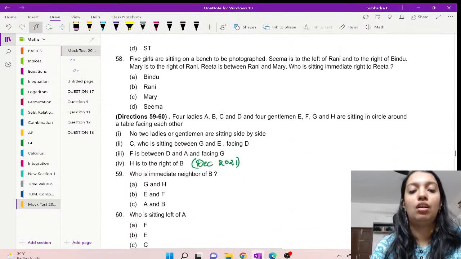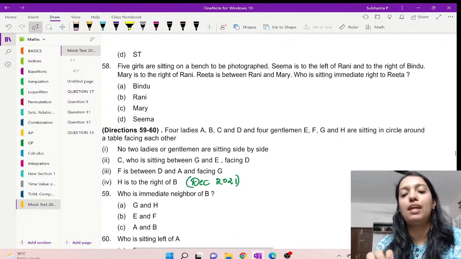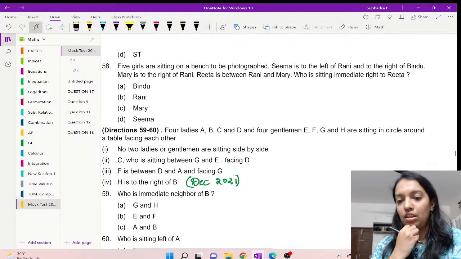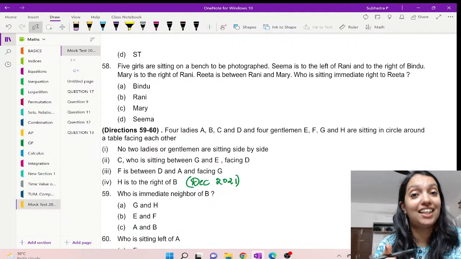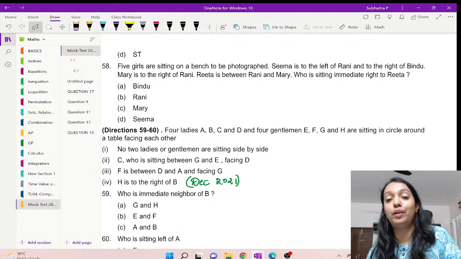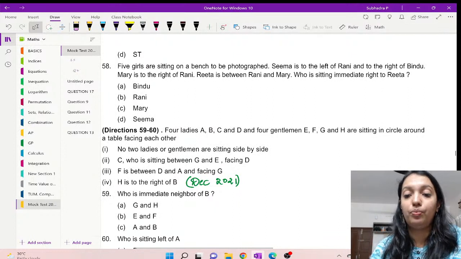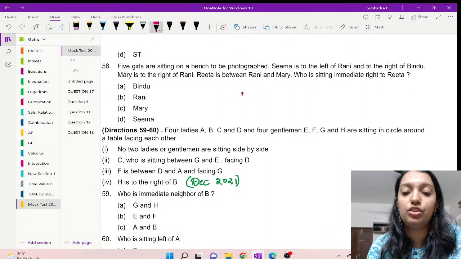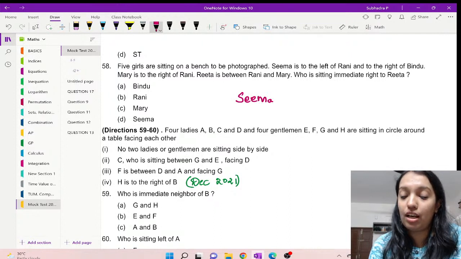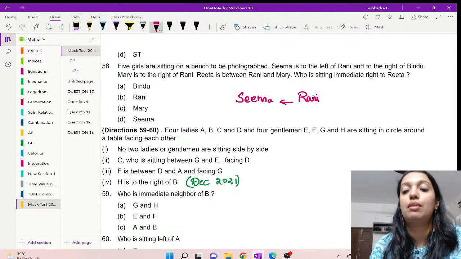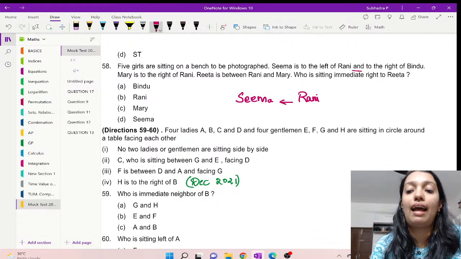Next. Five girls are sitting on a beach to be photographed. This question I have already done in the class. If you are my student who has learnt LR from me, I have already solved this. So Seema is left of Rani. So we have Seema and she is to the left of Rani.